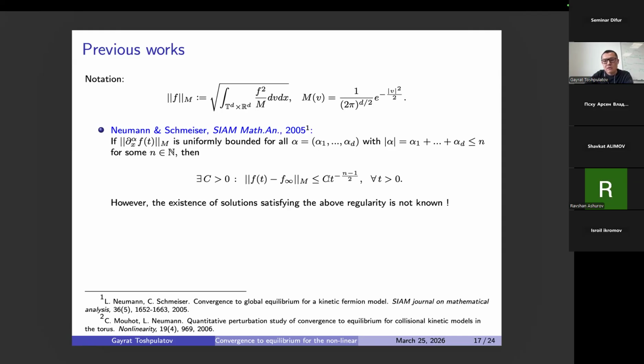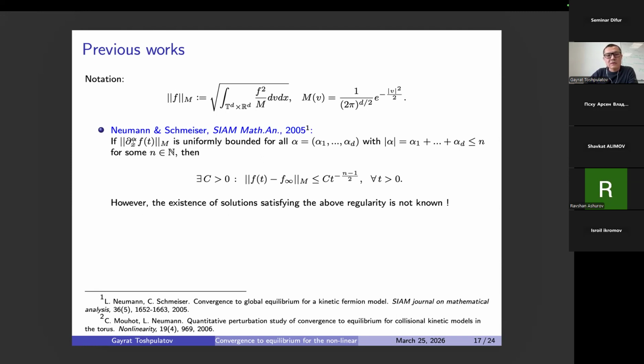On the right-hand side of this estimate, you can see that as t goes to infinity, it converges to 0. So f converges to this f infinity as time goes to infinity, and the convergence rate is algebraic and depends on n. If n is large, we get faster convergence, but if n is not so large, it's slow.